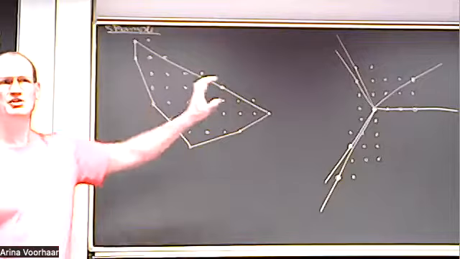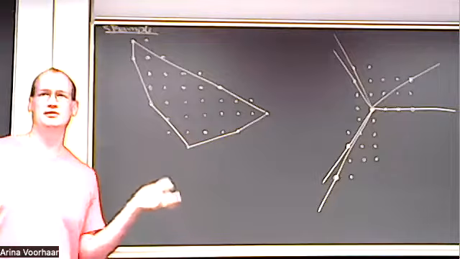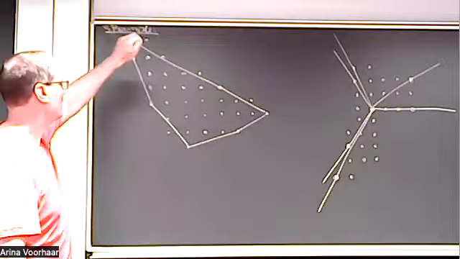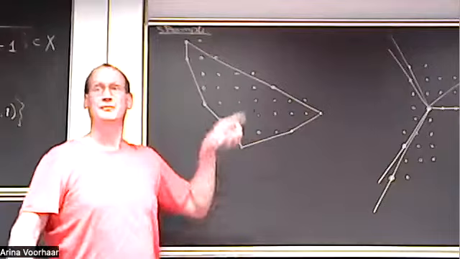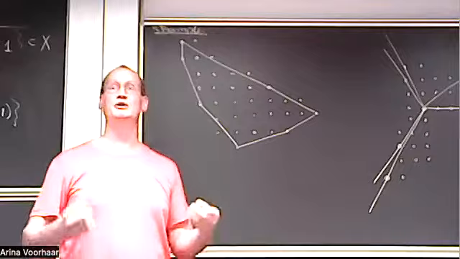Otherwise, you cannot produce this. And then if you look at the global sections and you look at the order of vanishing at the point, what can you get? Well, the maximal order of vanishing you can get with such a polynomial is 7, the square root of 49. That's what you need. But you need more. You need that the space of polynomials with vanishing order 7 is one-dimensional.